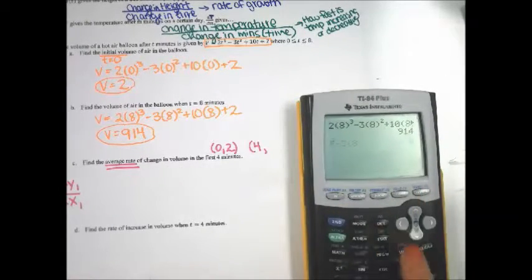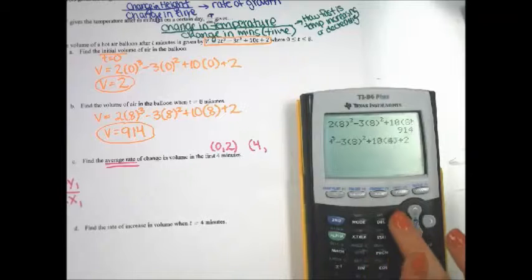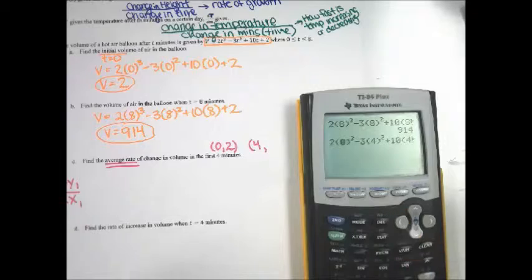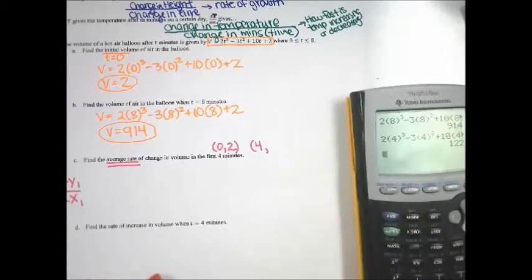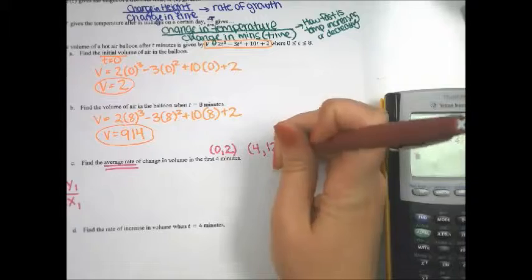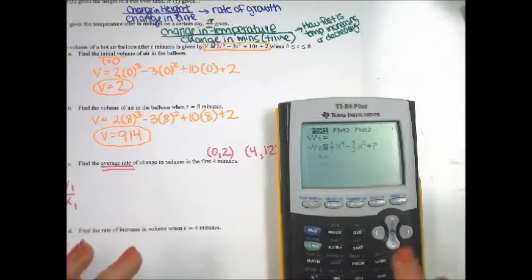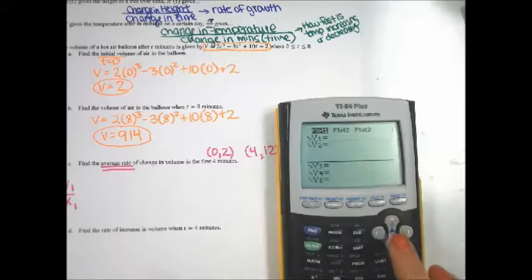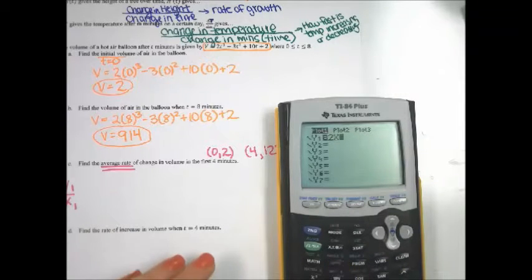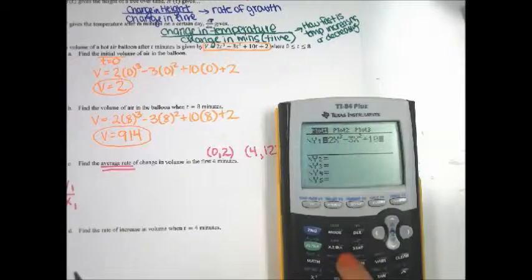I can keep plugging in, so if I want to, I can go back, I can change my 8 to a 4. Anytime you can learn the quick calculator techniques, it's going to be good for you, speed you up on your exam. And we get 122. I can also type my function directly into my y equals and get all my values from the table. So 2x cubed minus 3x squared plus 10x plus 2. It's probably going to go off, yeah, it goes off my graph, that's all right.